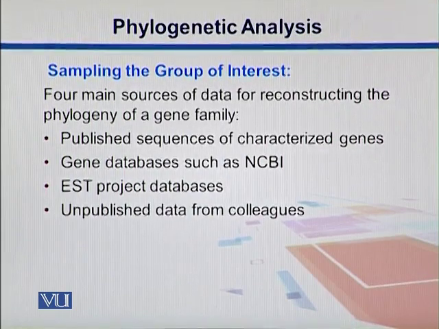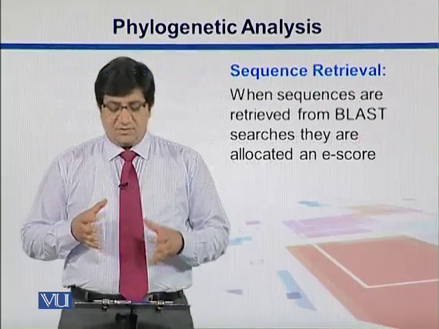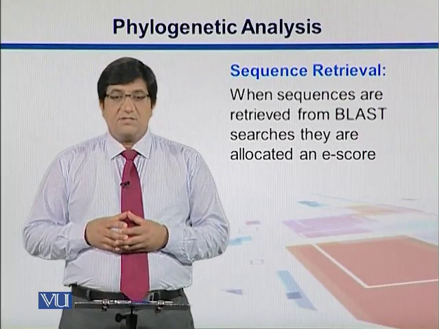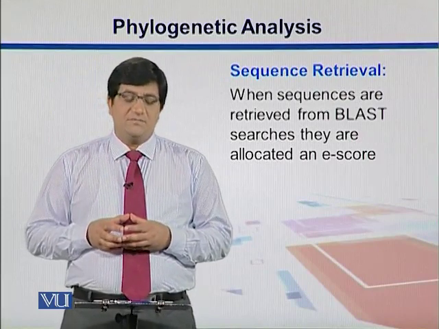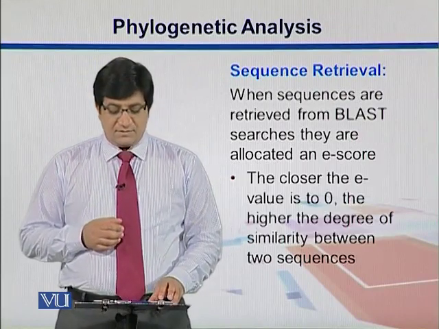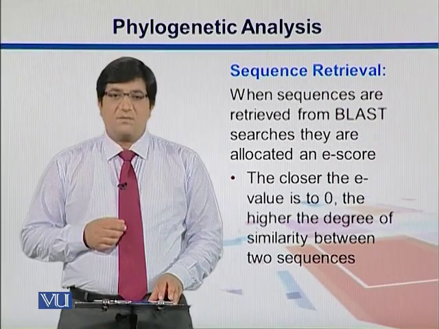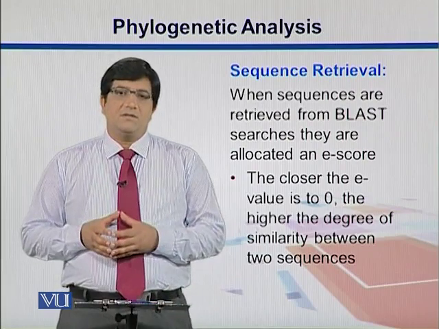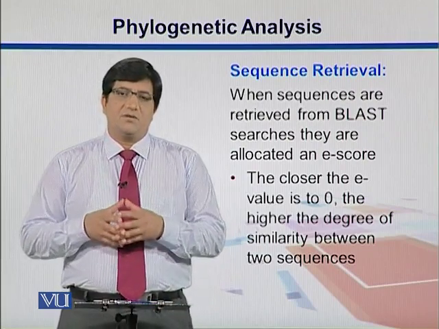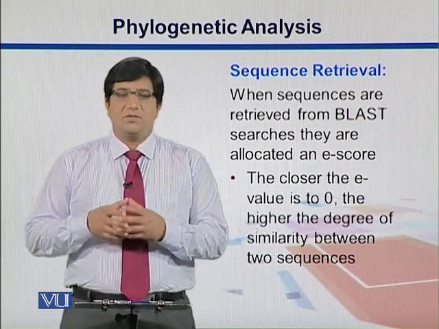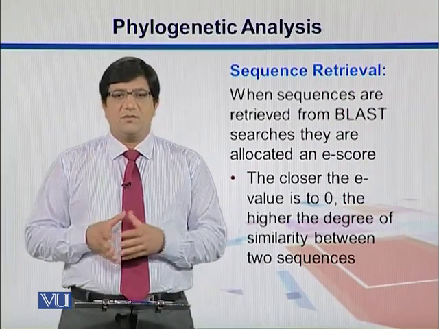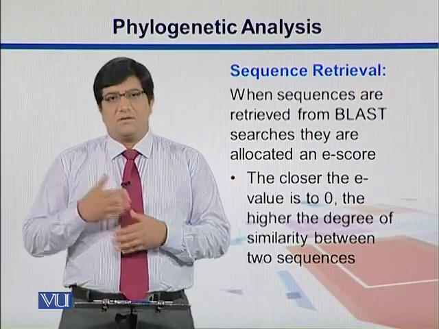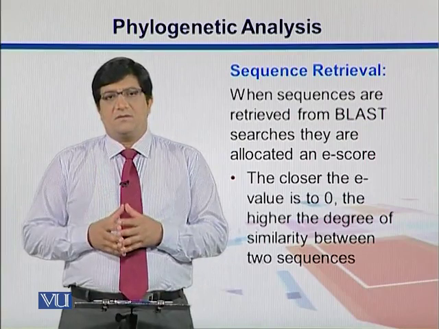Whenever we get those sequences, we do some BLAST searches, and in this way we come up with some e-values after the BLAST, and we do some cutoffs. Whenever we are picking up sequences which are related to our sequences, we will do some e-value cutoffs. Remember, the lower the E, the better, so very close to 0 means the sequences are good hits.